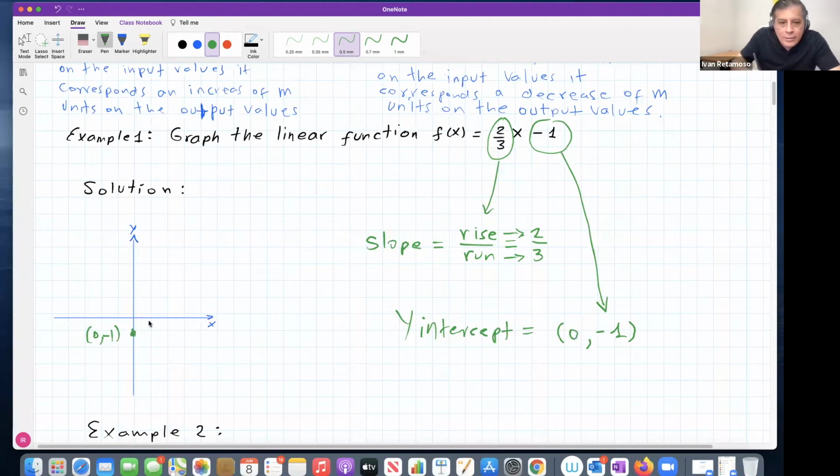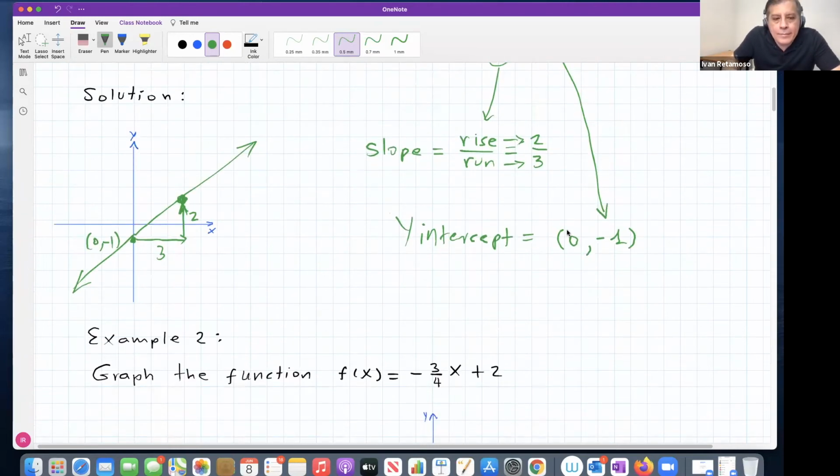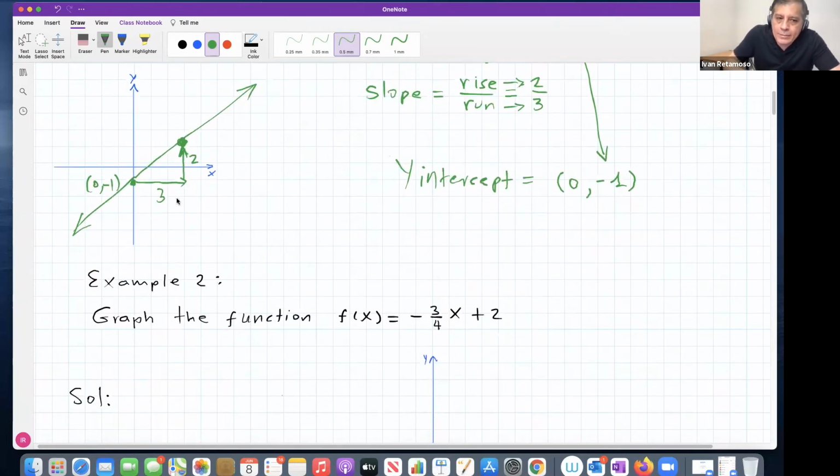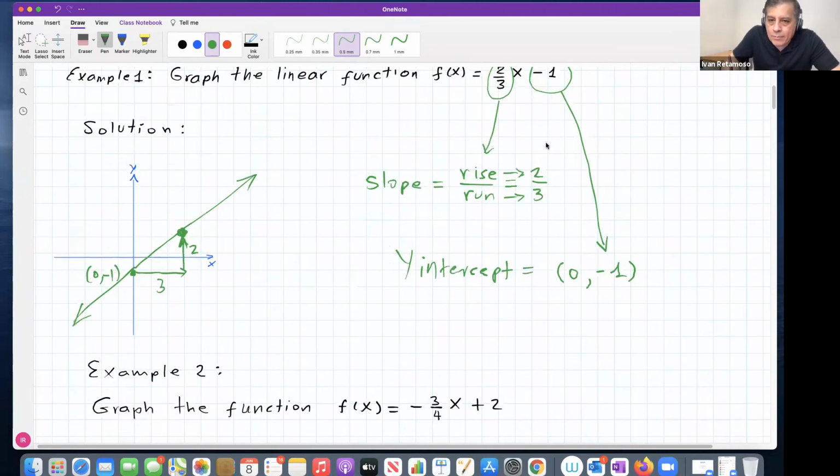From there, you go 3 units to the right, the run, right? Run 3 units. You run always in the positive direction, and then 2 means 2 up, right? 2 up, the rise. And then you connect those 2 dots, and then you're done, right? This is your graph. It's a quick way to graph this line without using tables, right? Using just the y-intercept and the slope.